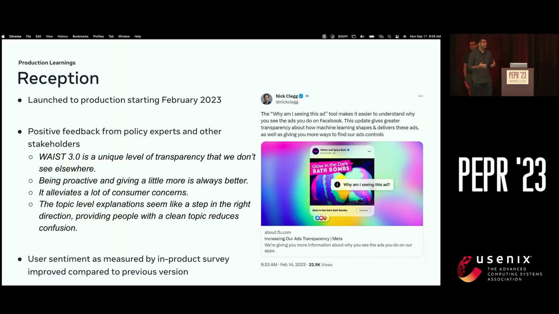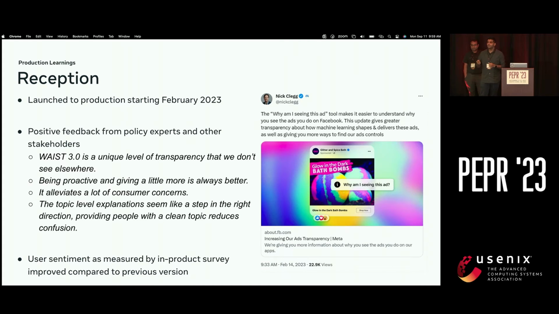Being proactive and giving users more information on why they are seeing something is always better, and it could help alleviate a lot of consumer concerns that come along. And the topic level explanations definitely seemed a step in the right direction to stakeholders. Providing people with clean topics and easy to consume information can reduce the confusion that people might have overall.